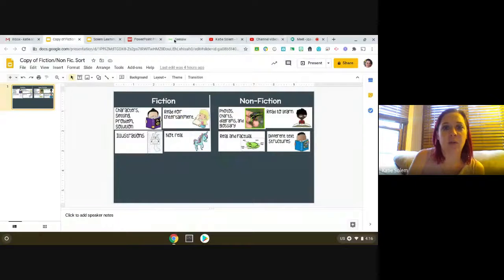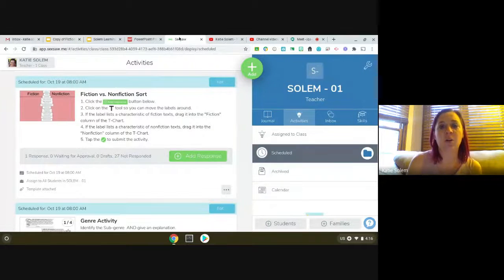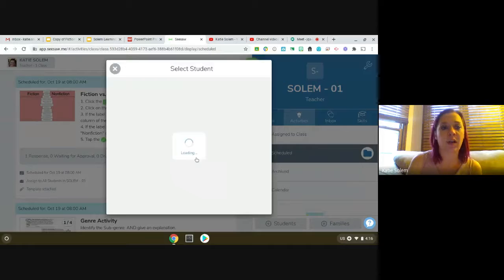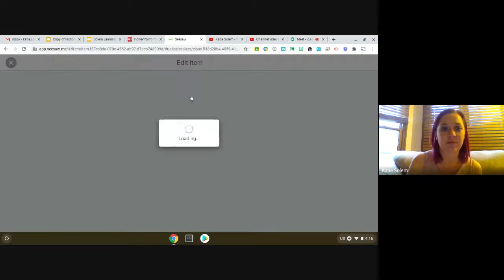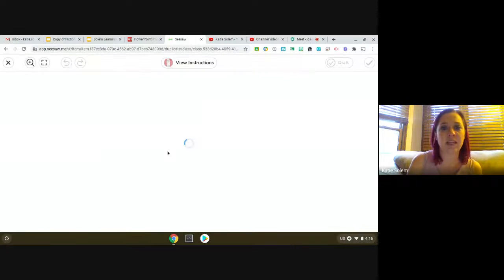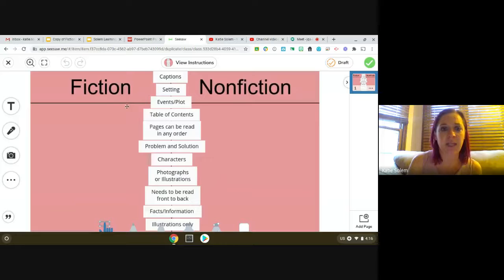One of the things that I'm going to be having you do is you are going to go into Seesaw today and complete this activity called Fiction versus Nonfiction Sort. You're going to add a response, and then you're going to sort these things into where would you find them, in fiction or in nonfiction.